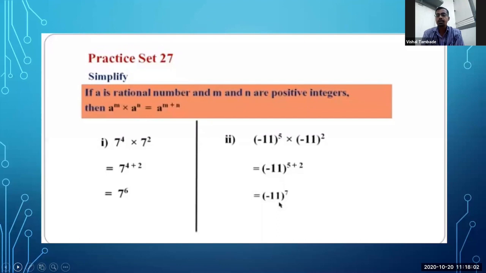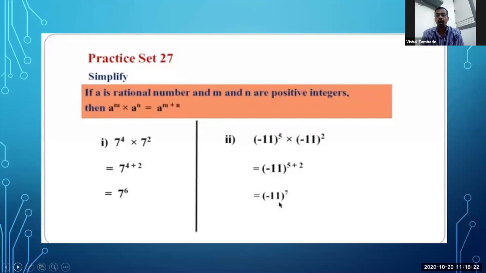That's why we take the base one time, 7, and add the power. Which are the powers? The powers are 4 and 2. Then 4 plus 2: 7 raised to the power 4 plus 2. What is the answer? 4 plus 2 is 6. So our value is 7 raised to the power 6. This is our answer.